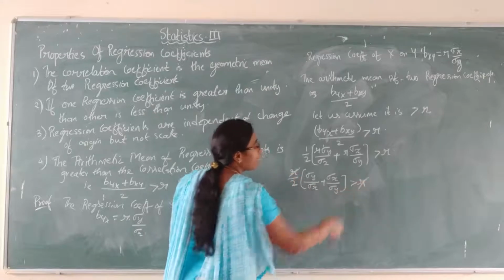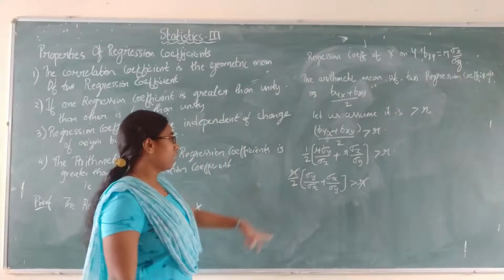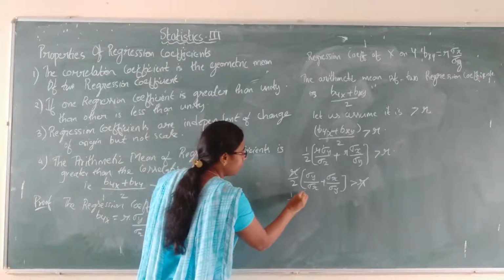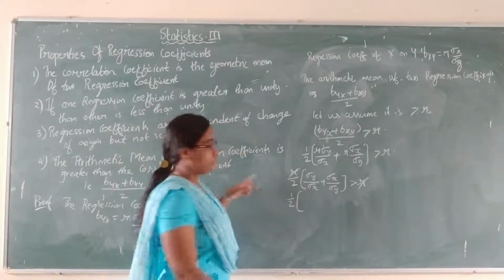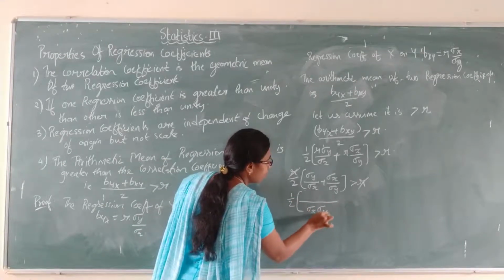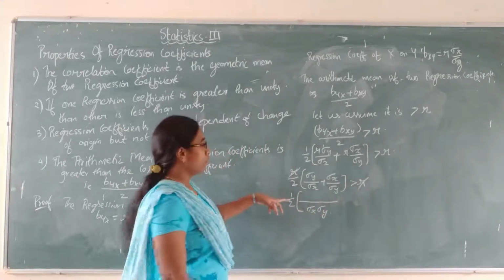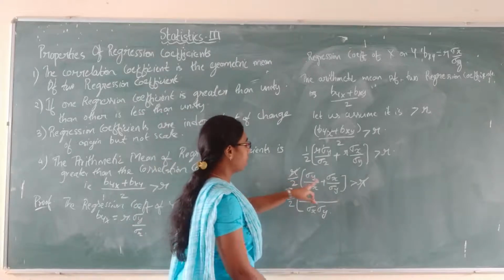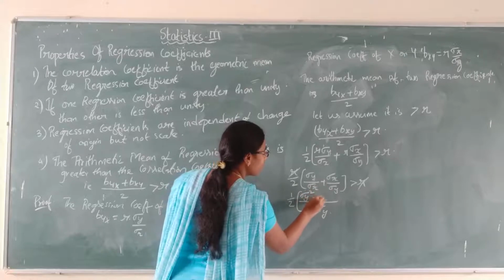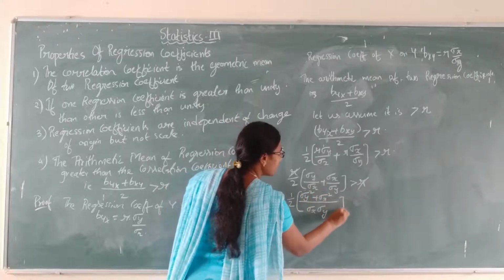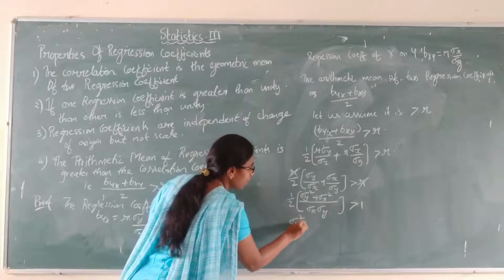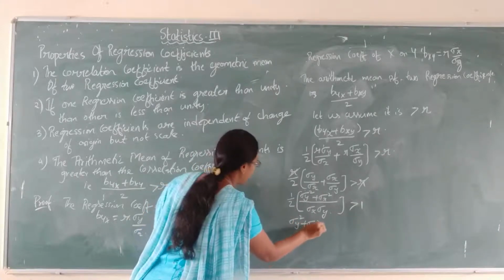R and r get cancelled. So if they both get cancelled, you will be getting only 1 by 2 into, take the LCM. What is the LCM? Sigma x, sigma y is the LCM. Now if you observe, here sigma y is there, so you multiply with sigma y square plus sigma x square is greater than 1. Write sigma y square plus sigma x square.